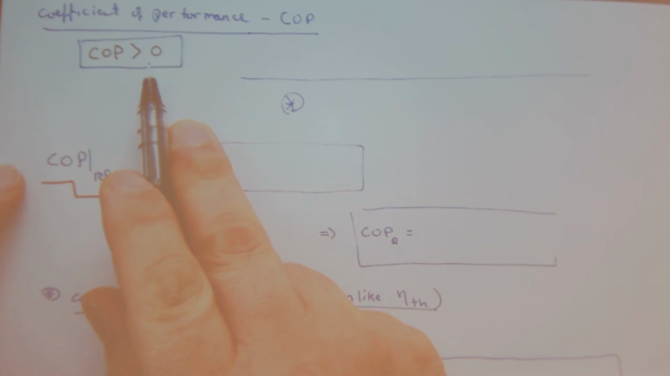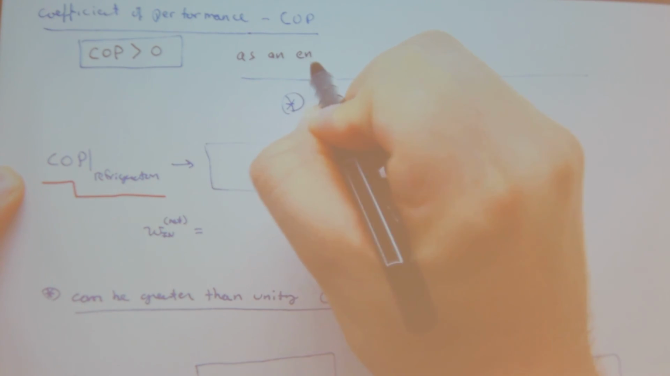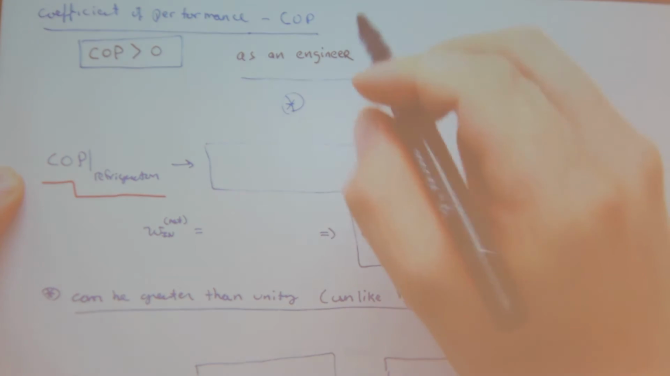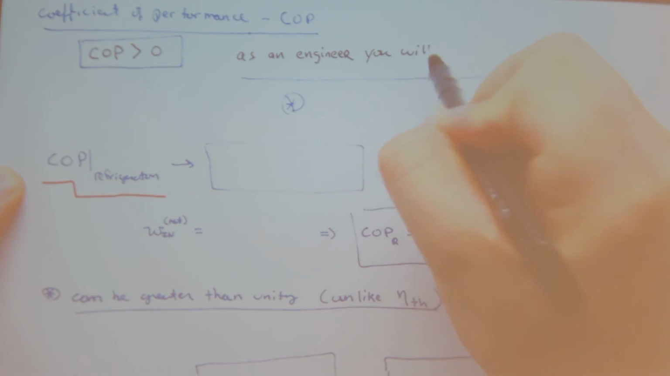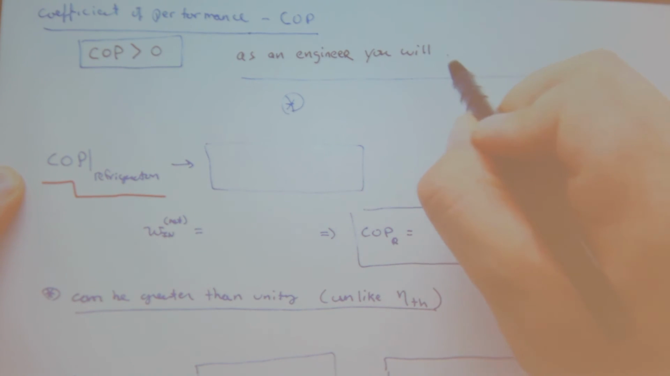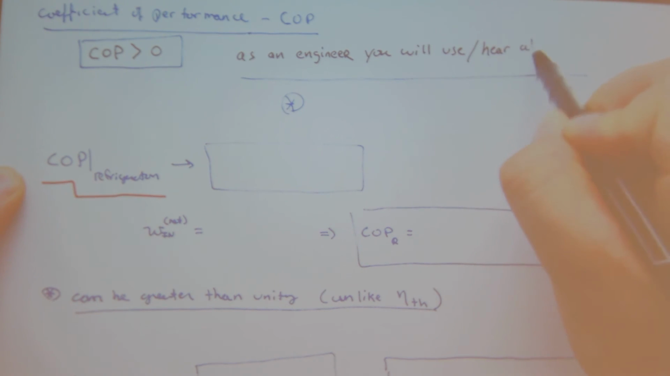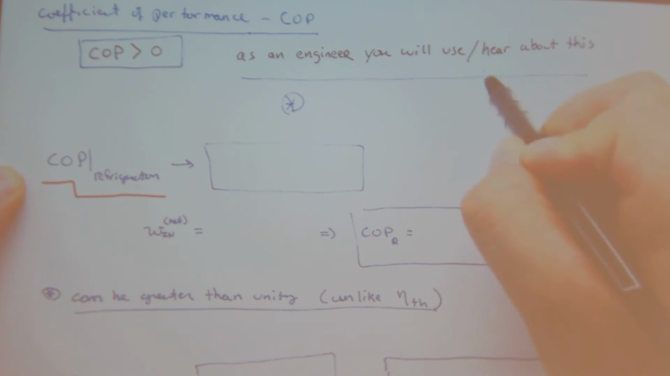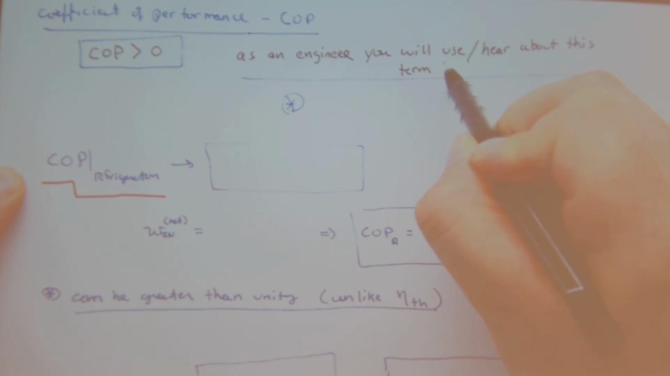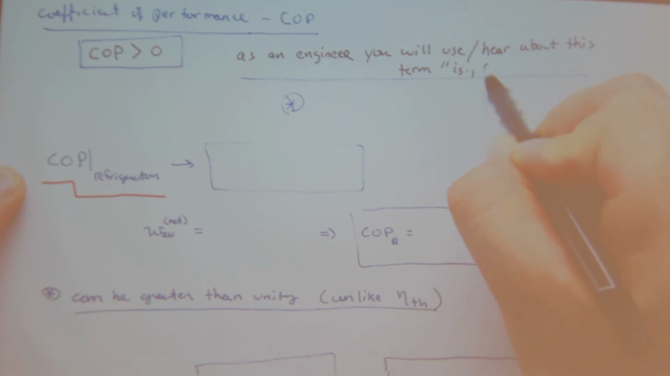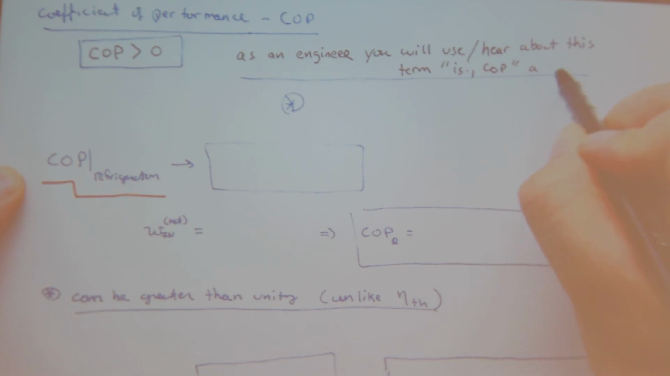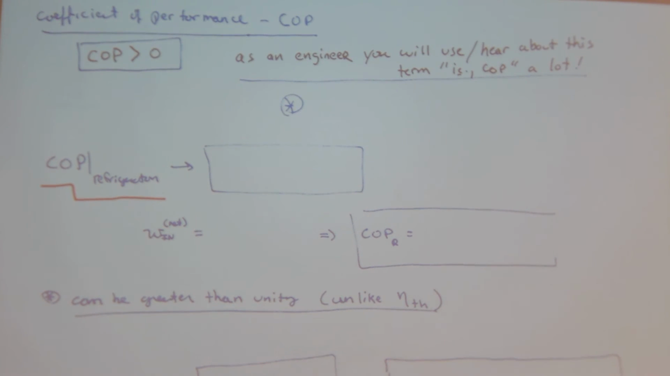So the coefficient of performance is defined to be greater than 0. And then I'll just write what I kind of said in words. As an engineer, you will use and hear about this term, i.e. COP, a lot.